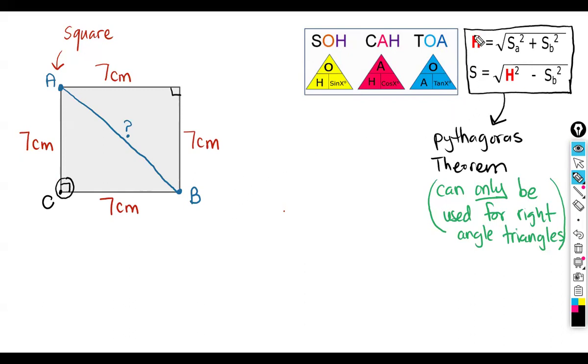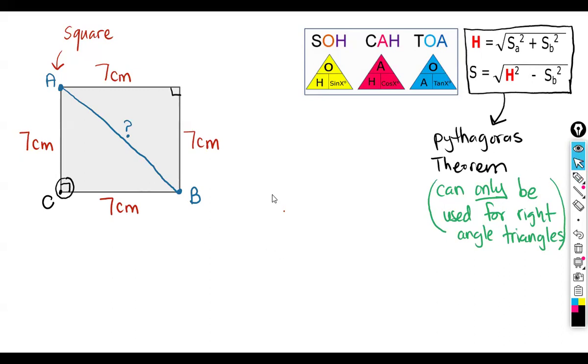Which formula are we going to use? Because Pythagoras theorem is used in a right angle triangle when they give you the length of two sides and you have to find a missing side. Which version of Pythagoras theorem are we going to use? The one on top or the one underneath? Which one?